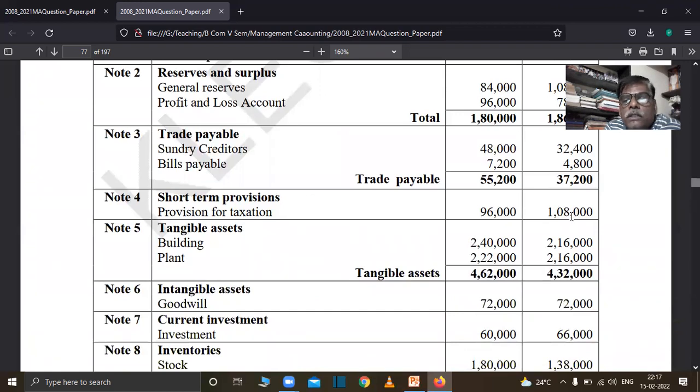Provision for tax 96,000, 1,08,000. You take this item in the schedule of changes in working capital if there is no adjustment. If there is an adjustment, you prepare the account.